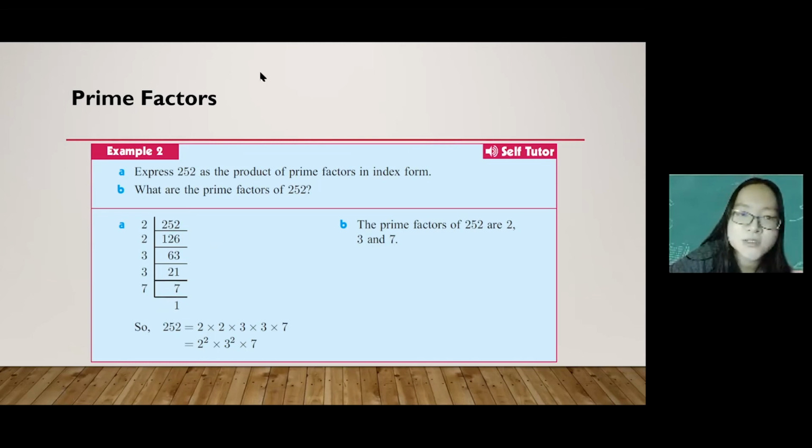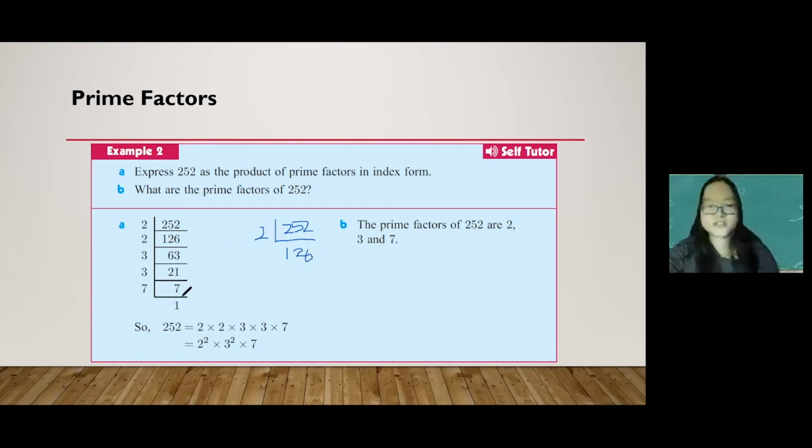Okay, so you start off by drawing a little, almost like you're starting a chart. Then you put the number in here, and then you divide it by the smallest prime factor that's divisible, so 2, right? Once you divide it by 2, you write what it is divided by 2. It's 126, and then you just keep going. Then all the prime factors end up here.